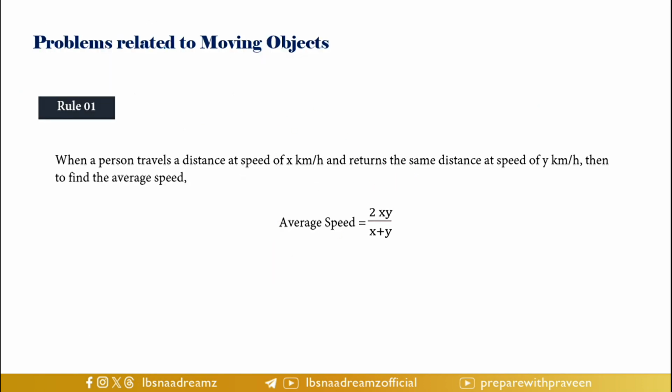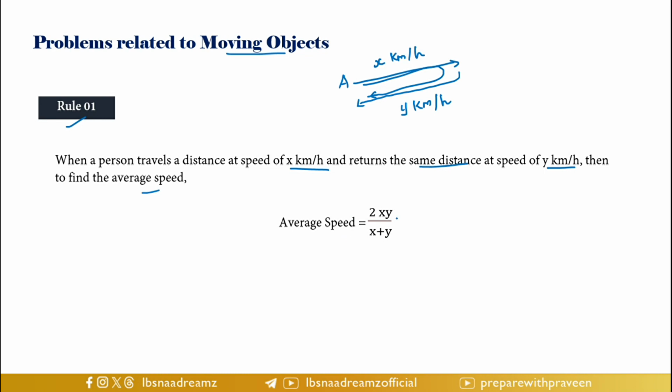Let us move on to today's topic. Problems related to moving objects. Rule number 1. When a person travels a distance at speed of x kilometer per hour and returns the same distance at speed of y kilometer per hour, then to find the average speed, see, a person A is traveling certain distance at a speed of x kilometer per hour and returns the same distance at speed of y kilometer per hour. So to find the average speed for the whole trip, the formula is 2xy divided by x plus y.